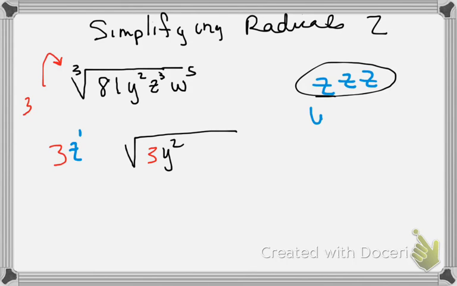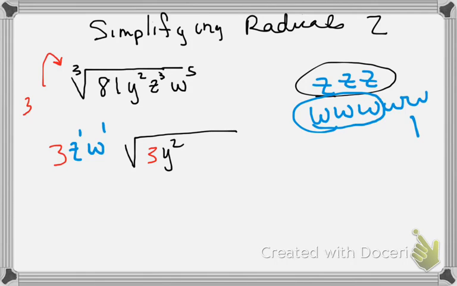Now my w's. I have 5 of those, and I would put them in groups of 3. I have one group of 3 here, and the other I don't. So what goes on the outside? Well, you should think it's w to the first, because I have one group of 3. But how many are remaining? I have 2 of them remaining inside. So we will say w squared on the inside of the radical. So this is actually my answer: 3zw times the cube root of 3y squared w squared. This is my answer.